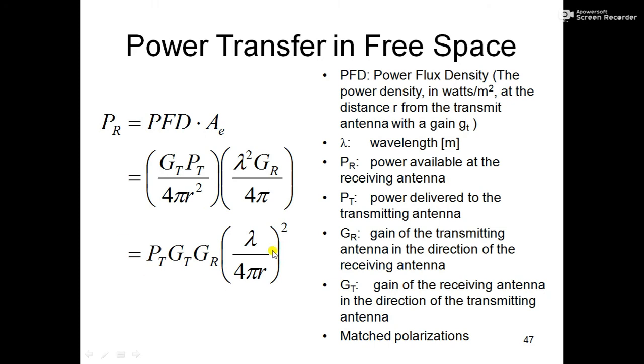So this is a very, very important equation, and it is not only in satellite communication, but also in mobile communication, and in all kinds of communication. And this equation is the basis of the link budget equation that we consider in satellite communication. PR equal to PT GT GR times lambda by 4 pi r, whole square. So this is the most important equation in antenna.